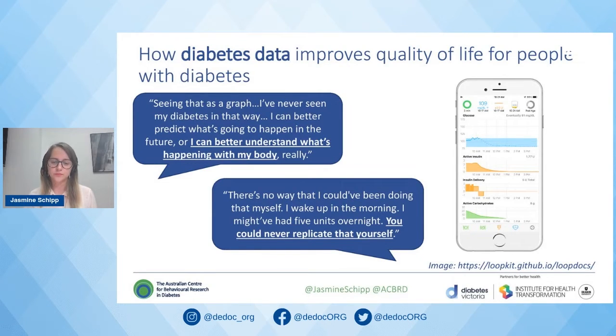People also told us about how gaining this better understanding of their glucose levels and just how complicated and variable their diabetes was gave them some more compassion for themselves. They started to see that what Loop was doing in the background was really, really hard work, and it would have been impossible to do it themselves. For example, this person said, "There's no way I could have been doing that myself. I wake up in the morning and I might have had 5 units of insulin overnight. You could never replicate that yourself." So we can see here in this example that data that's easy to understand, that's visualized in a way that's easy to read, can help people to understand themselves and their bodies better, and can help them to be more compassionate with themselves.